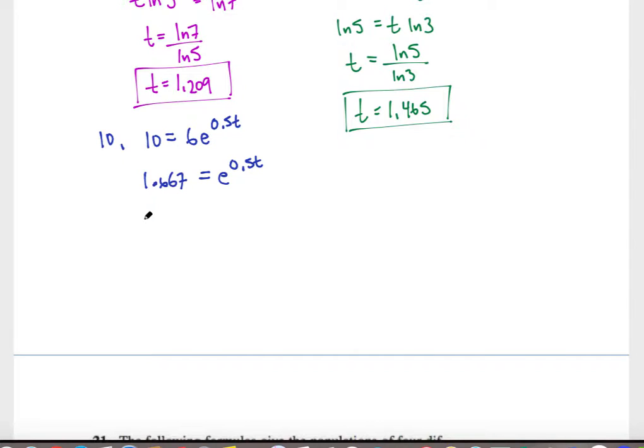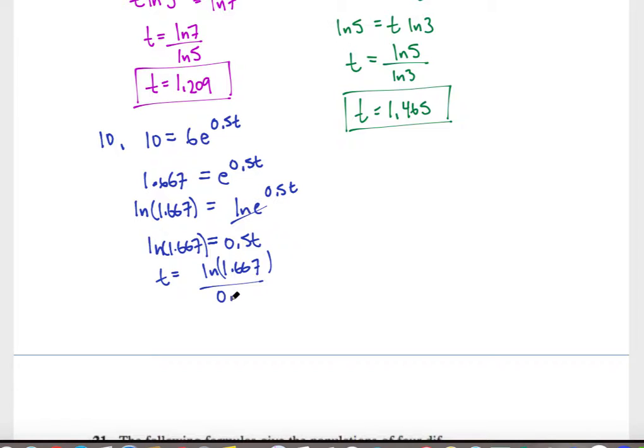So now I'm just going to take the natural log of both sides. So I have ln of 1.667 equals, on the right side, ln of e to the 0.5t. So the ln of e goes away, and we're left with ln of 1.667 equals 0.5t. So now I'll just divide both sides by 0.5 and solve for t. So taking this, plugging it into your calculator, I get t equals 1.022.